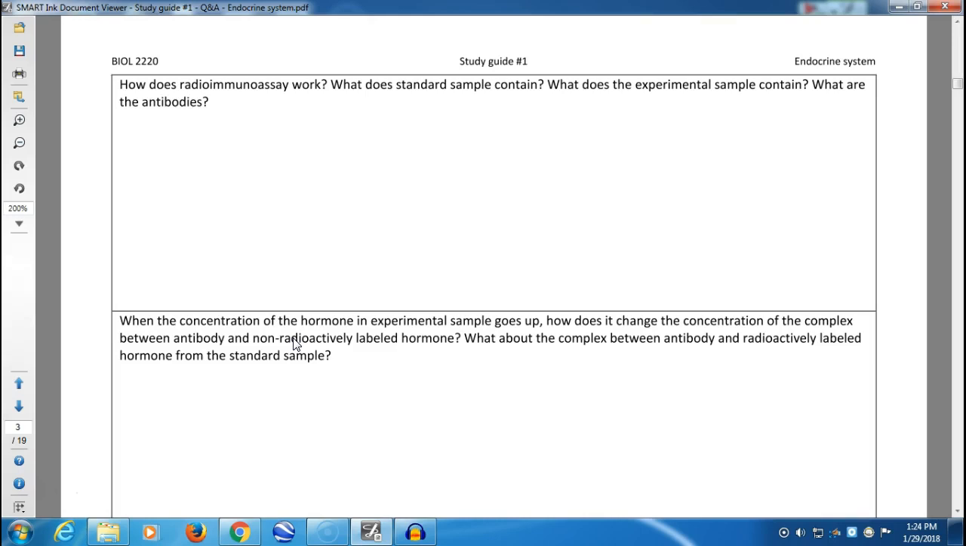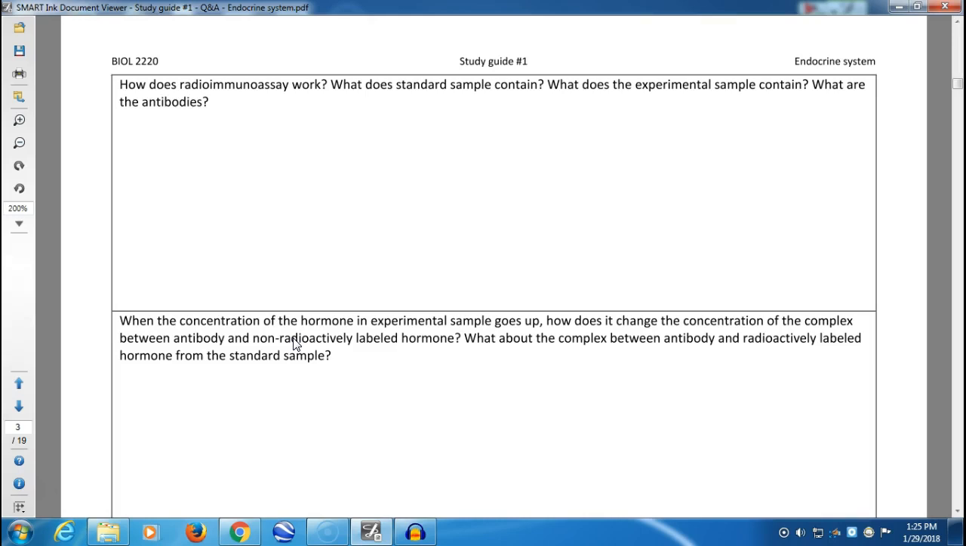Radioimmunoassay. Non-radioactive hormone from your sample substitutes radioactive hormones in the complex with antibody. And then you measure the radioactivity of either the supernatant, the fluid that contains hormones that were substituted, or the radioactivity of the complex of antibody with hormone that you can pull down.